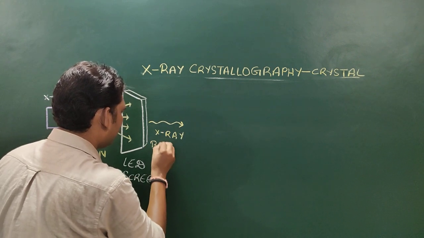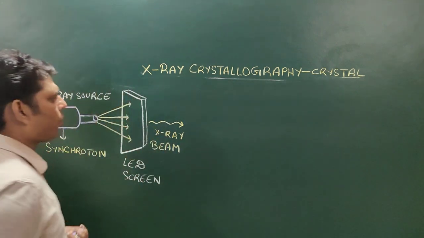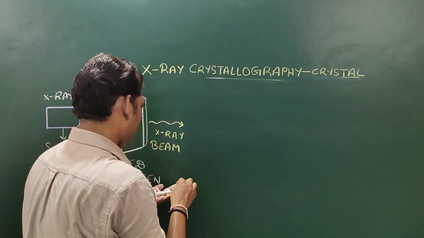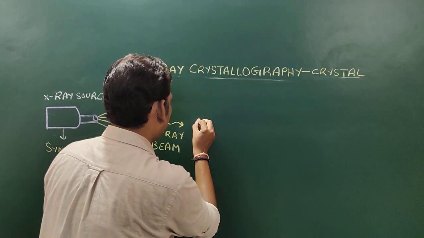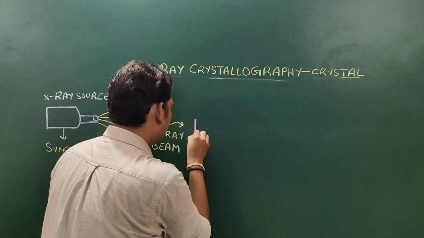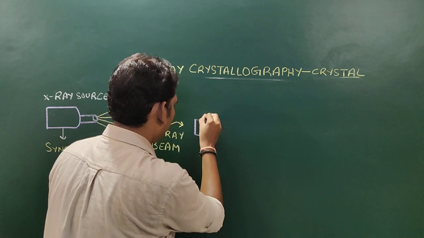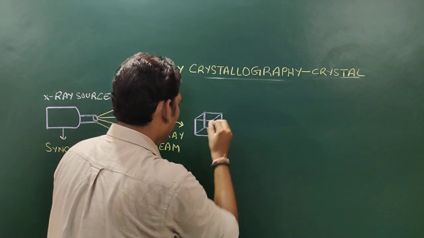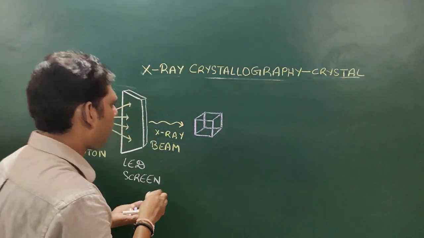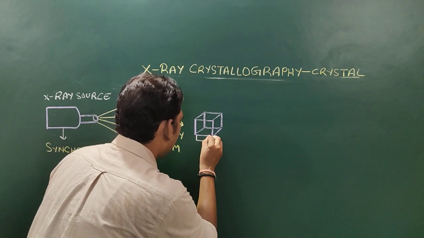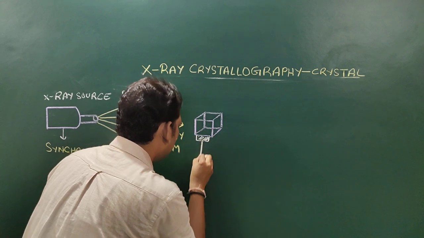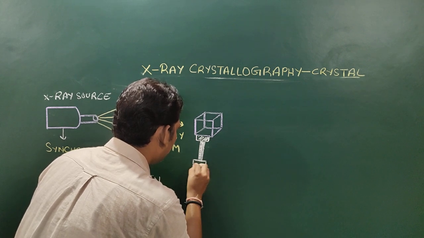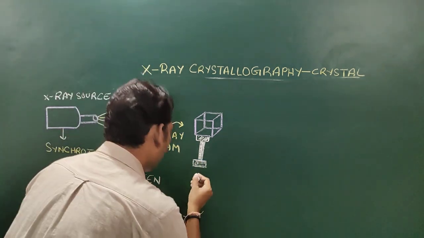Okay, got it? Now, students, this single X-ray beam is now incident on a crystal. Suppose that it is a crystal. And as I told you, this crystal is placed on a special type of support, and that support is known as a goniometer.